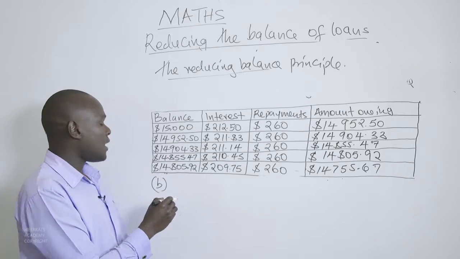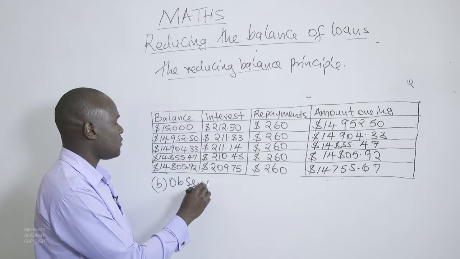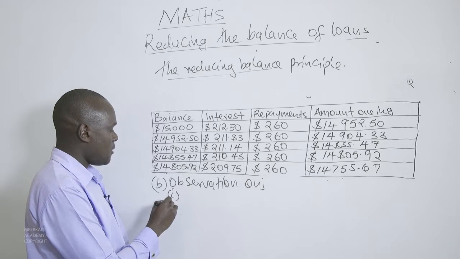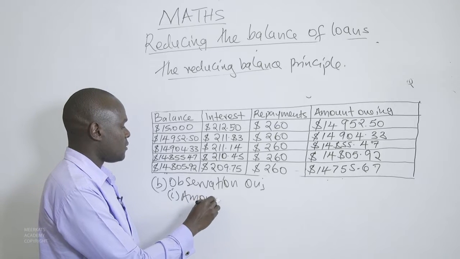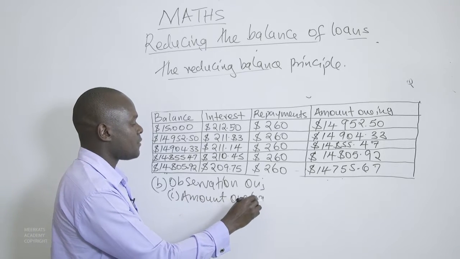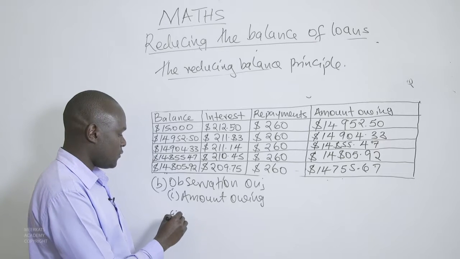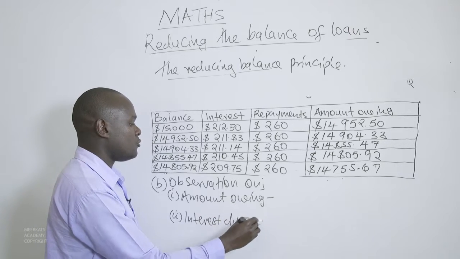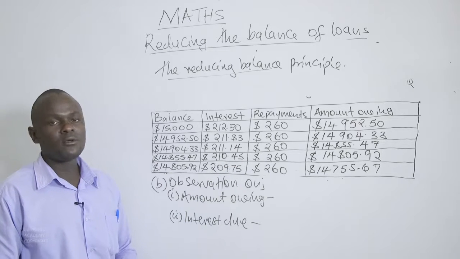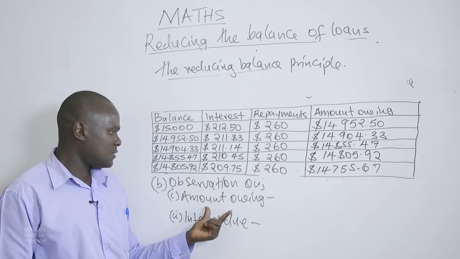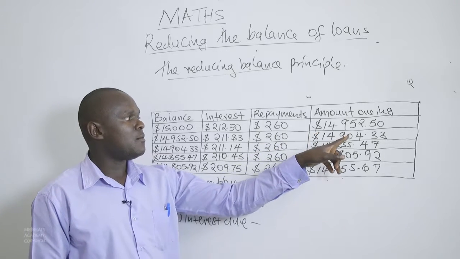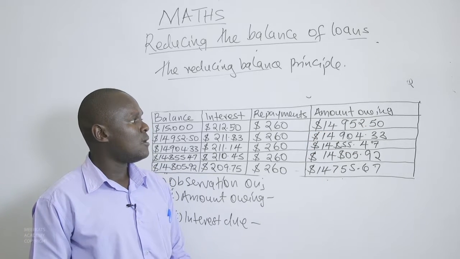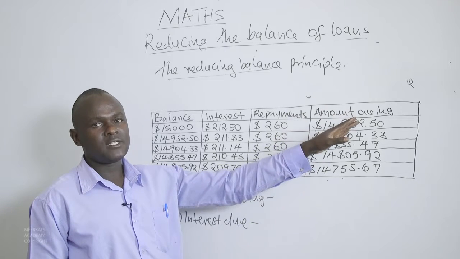We are asked to make an observation on the amount owing, and also we make an observation on the interest due. We make observations on these two variables from the table that we have prepared. When you look at the amount owing, it was at $14,952.50 at the end of the first month.